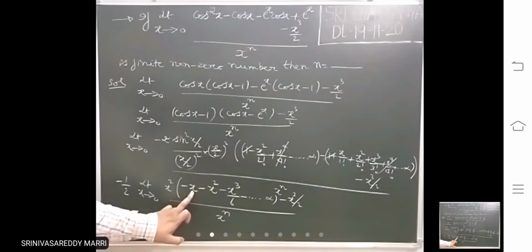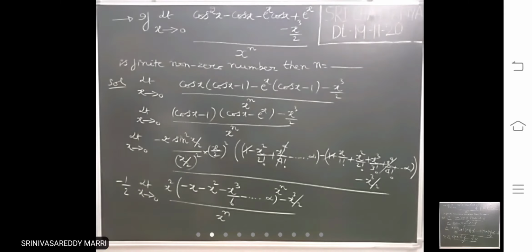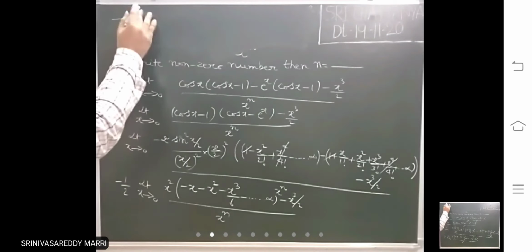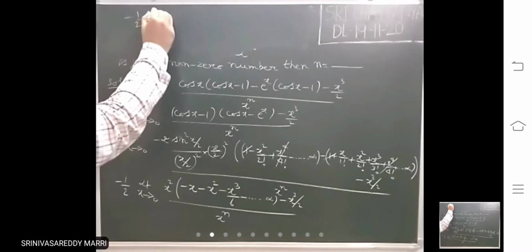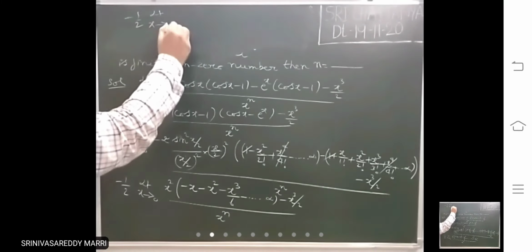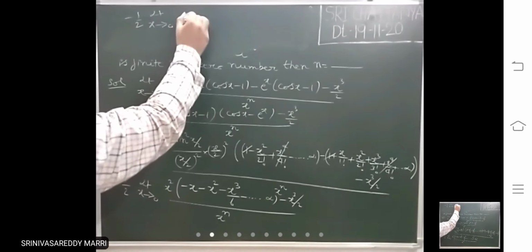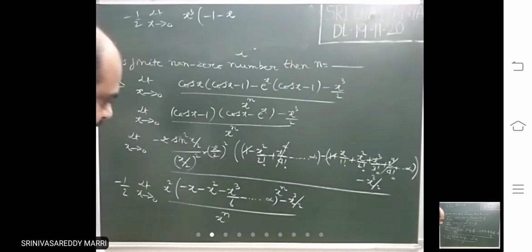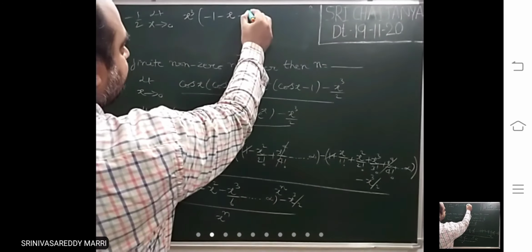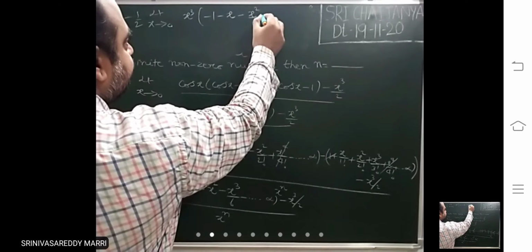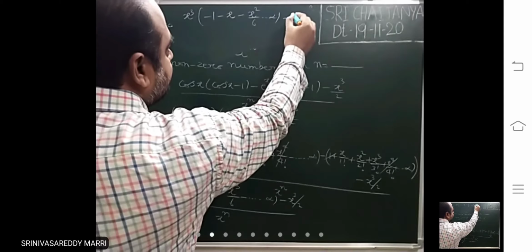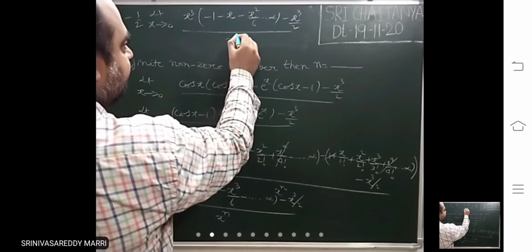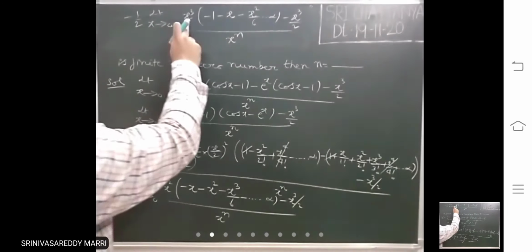Right? Now here x is common. Look at limit x tends to 0, minus half. X is common here: x cube into minus 1 minus x minus x square by 6 and so on to infinity, minus x cube by 2, divided by x power n. So I am taking x cube common in both.